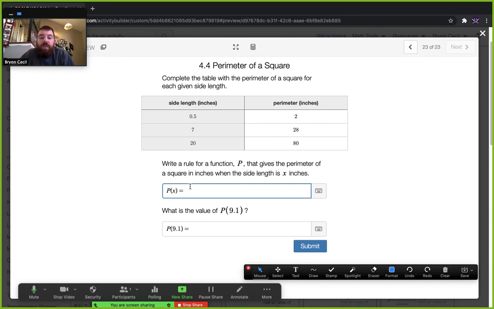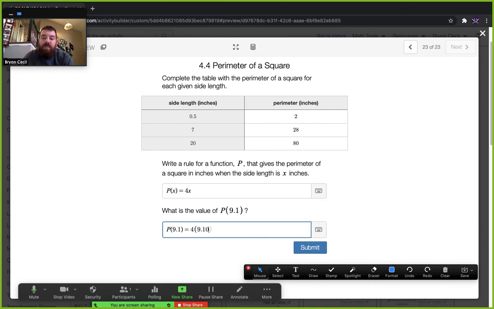Now use a rule for function p that gives the perimeter of a square in inches when the side length is x inches, okay? Guys, you're taking it times 4, so it's just 4x. You'd rather do that than write x plus x plus x plus x. Write 4x. And then what is the value when x is 9.1? You need to take 4 times 9.1, okay, which, we know that 4 times 9 is 36, so it has to be 36 plus 4.